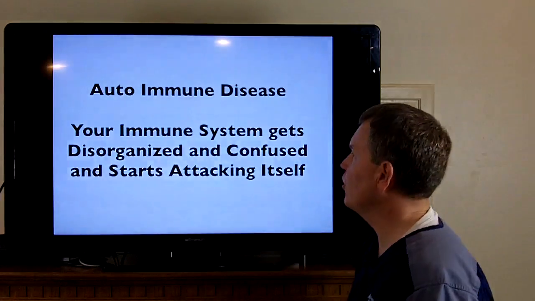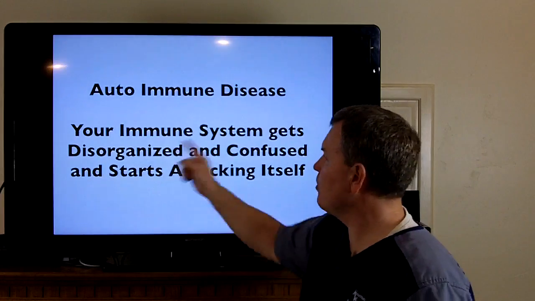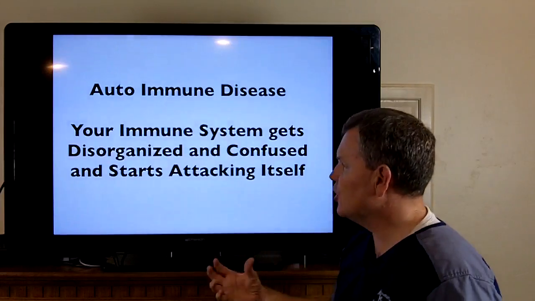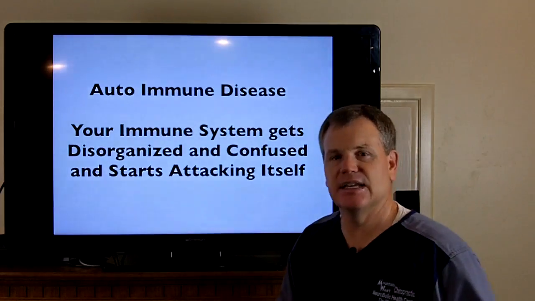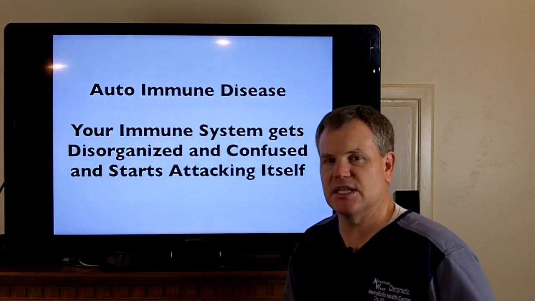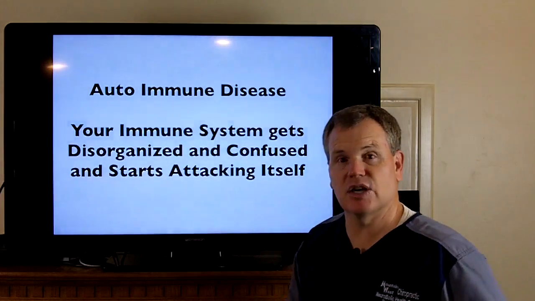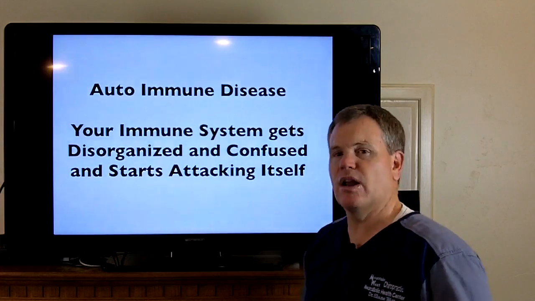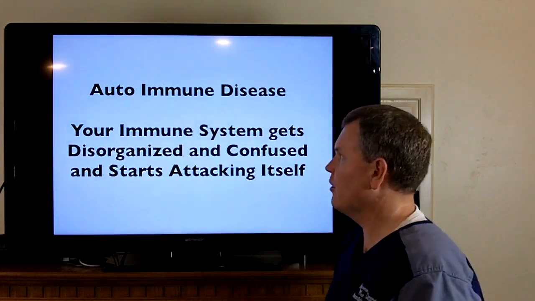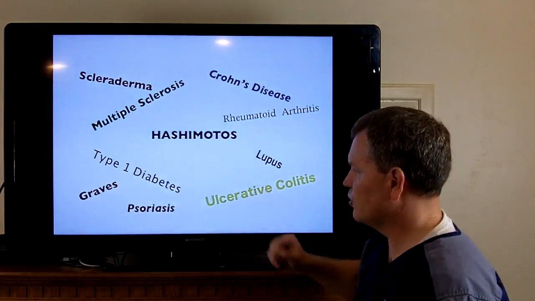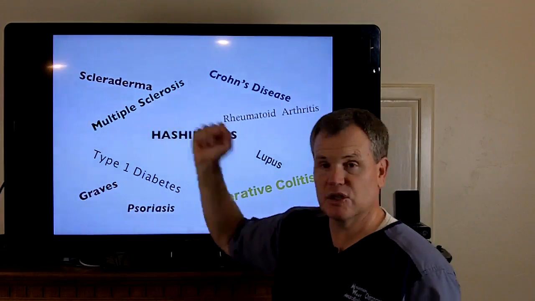So what is an autoimmune condition? Autoimmune is when your body's system gets disorganized, it gets confused, and it starts attacking itself. So think about that. Your body's immune system gets disorganized, confused, and starts attacking itself. Now, that's not good, but that is what autoimmune diseases are. A lot of these you've probably heard of: rheumatoid arthritis, ulcerative colitis, multiple sclerosis.